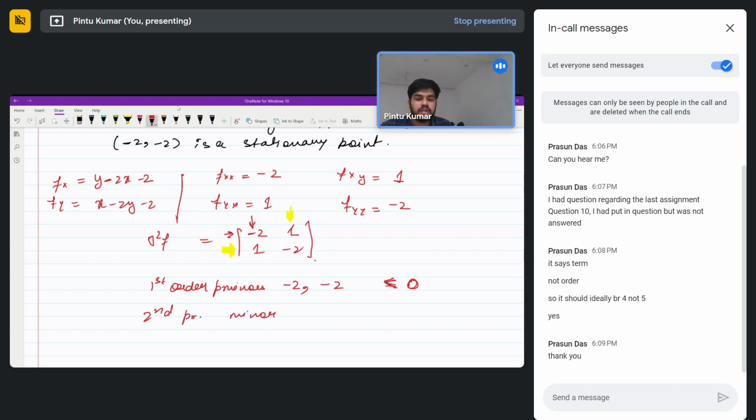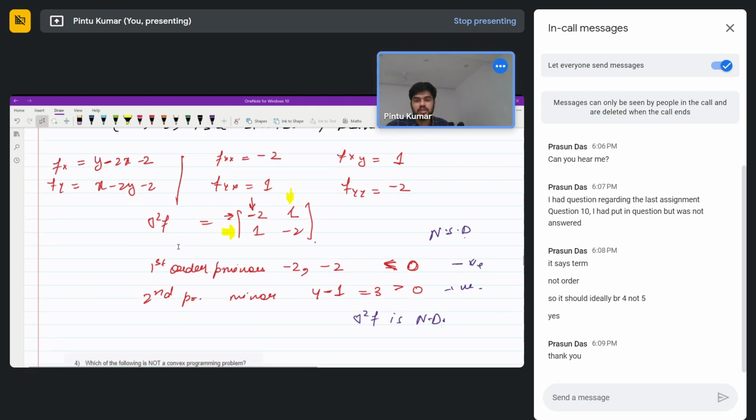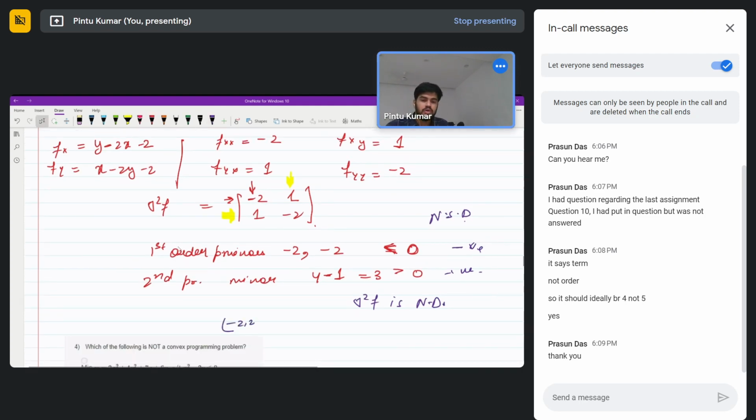So it is the determinant of this matrix, which is 4 minus 1, which is 3, which is greater than 0. Now, as I mentioned a few moments ago, for negative semi-definite, you want alternate signs for your principal minors. So this is less than 0, and this is greater than 0. So this matrix is negative definite. So the point that you got, that is minus 2 comma minus 2, is a local maxima.